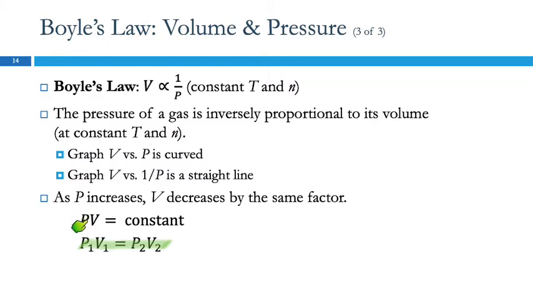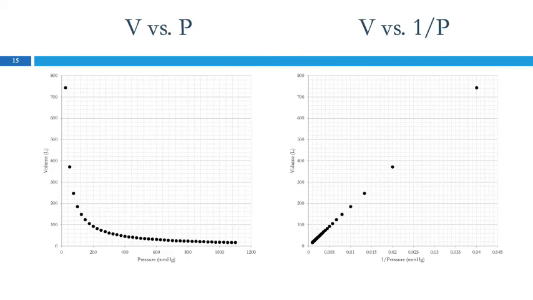But the pressure times the volume is equal to a constant. So if you change the conditions, that constant is the same, assuming that your temperature and amount of gas haven't changed. So we get P1V1 equals P2V2. If we graph volume versus pressure, we get a curved line. If we graph volume versus 1 over pressure, we get a straight line. So this is just looking at the volume as a function of pressure. If we take those pressures and invert them, 1 over, and use those as our x-coordinates, we get this lovely straight line.